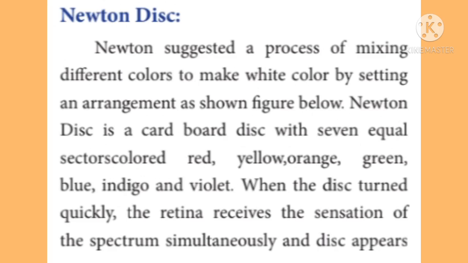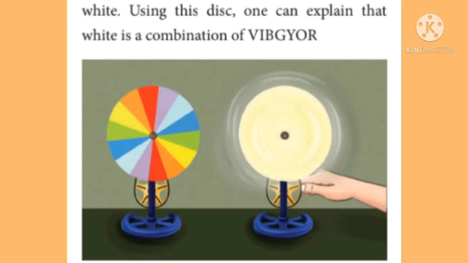Newton disk. Newton suggested a process of mixing different colors to make white color by setting an arrangement as shown in the figure below. Newton disk is a cardboard disk with 7 equal sectors colored red, yellow, orange, green, blue, indigo and violet. When the disk is turned quickly, the retina receives the sensation of the spectrum simultaneously and the disk appears white. Using this disk, one can explain that white is a combination of VIBGYOR.